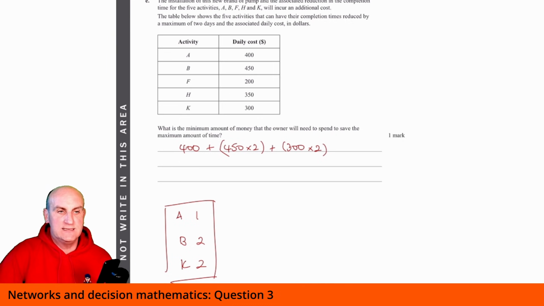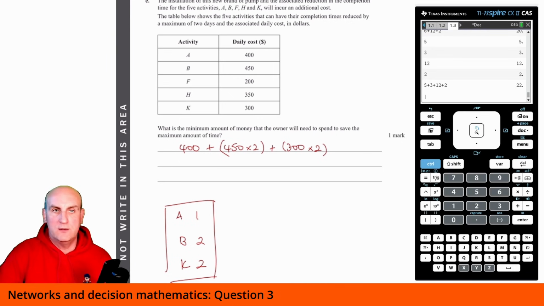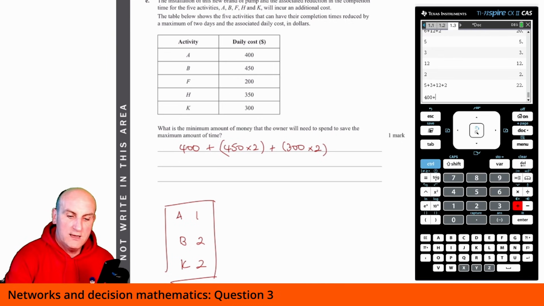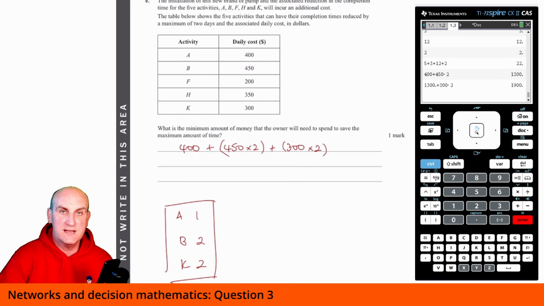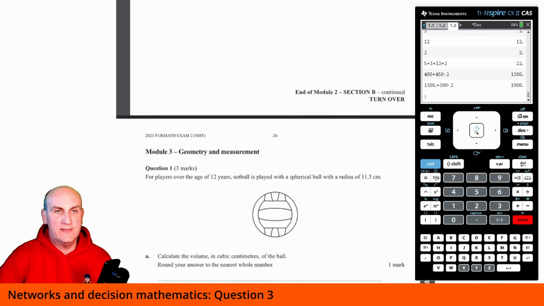Right, fire up my calculator. And what do we end up with? We've got 400 plus 450 times 2, and we're going to add on 300 times 2, which is going to give me $1,900. What is the minimum amount of money? So therefore equals $1,900. And I think that's probably the last question.